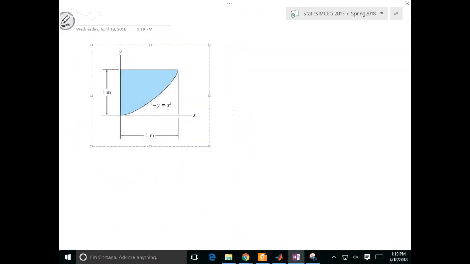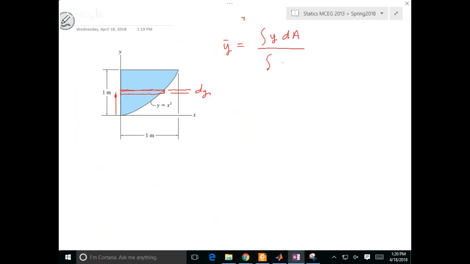So if you look at it, your first decision is, which way do you want your bar to go? Let's just make it go like this. And I'll do it this way. I'll put the picture down there twice. Here's dy. And of course, I'll just go up here to y. So if I'm looking for y bar, I'm integrating y d area over the integral of d area.